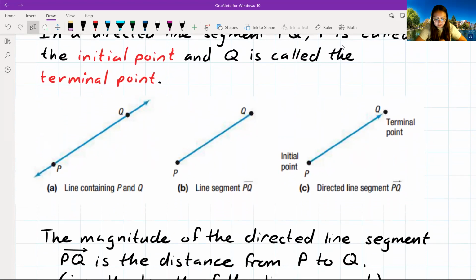So we look at our images here. For part A, we have a line containing points P and Q. For B, we have our line segment PQ, so our line ends at points P and Q. And then for part C, we have our directed line segment P to Q. So we have an initial point P, and we're showing that this line is now going to Q. And we signify this with an arrow instead of a solid line segment, where you start at P, your initial point, and you go until Q, which is then your terminal point.